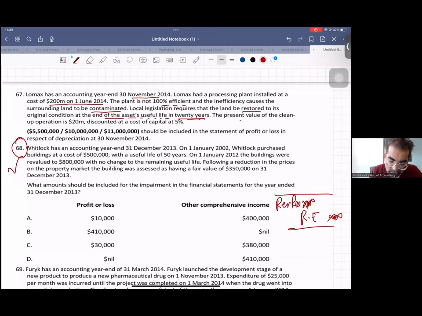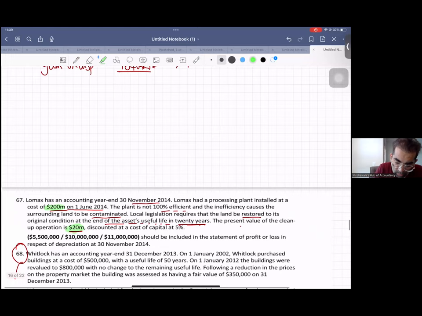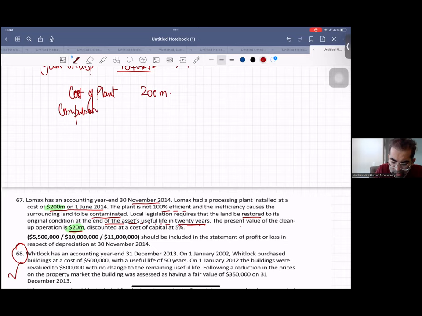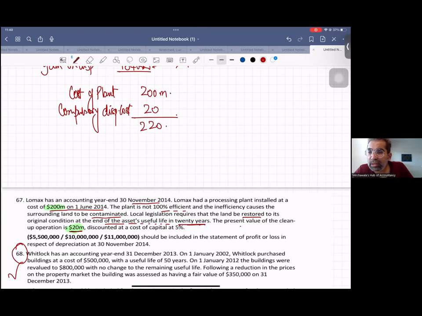So listen, this is the cost of the plant and this is the compulsory disposal cost. Obviously we'll capitalize both of them. Cost of plant is 200 million. Let's play in millions. Then you have the compulsory disposal cost, or we call it the decommissioning liability. Disposal cost is 20. So 200 plus 20 is 220. The entry for this compulsory disposal cost is PPE debit and provision credit.